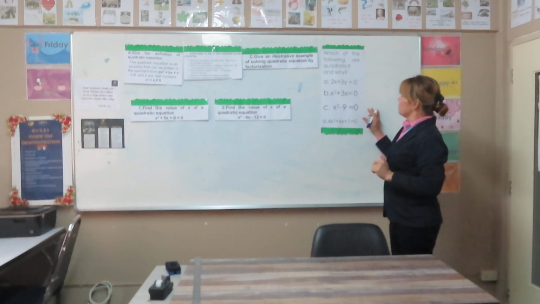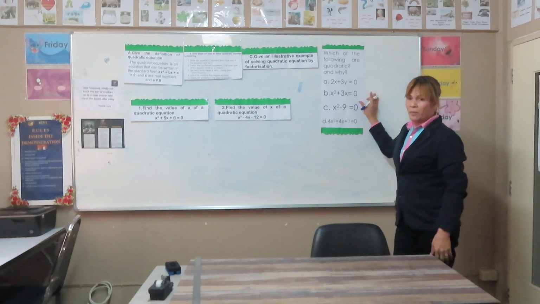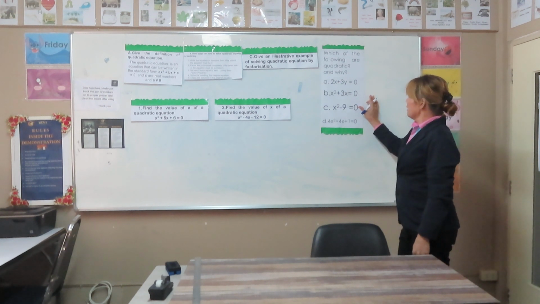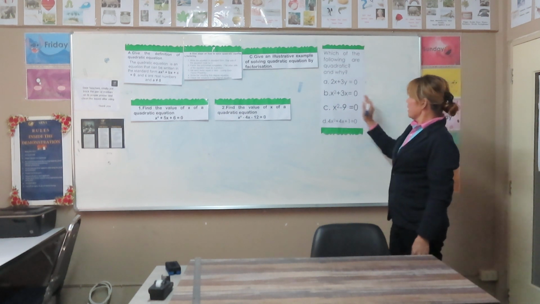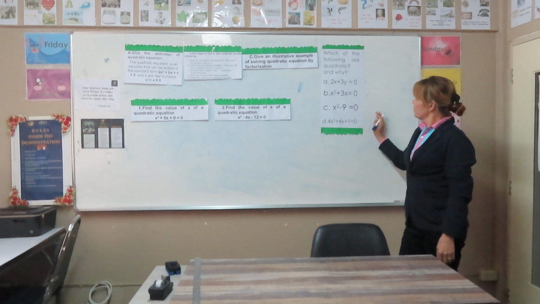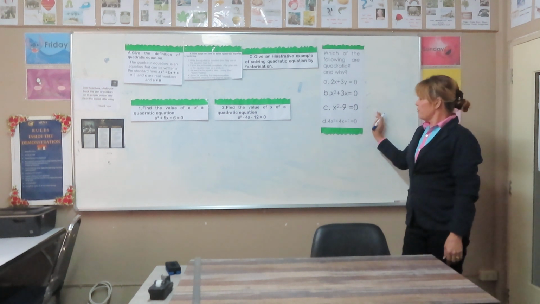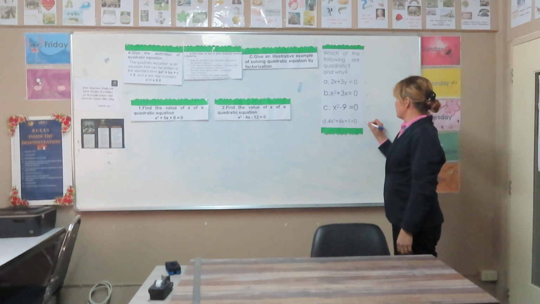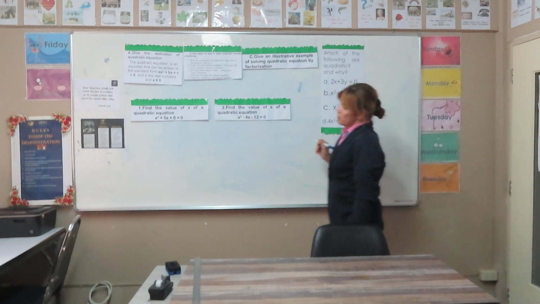Which of the following are quadratic and why? 2x plus 3y is equal to 0 is not a quadratic equation. x squared plus 3x is equal to 0 is a quadratic equation. x squared minus 9 is also a quadratic equation. 4x squared plus 4x plus 1 is equal to 0 is also a quadratic equation. Why? Okay, so let's go with this.